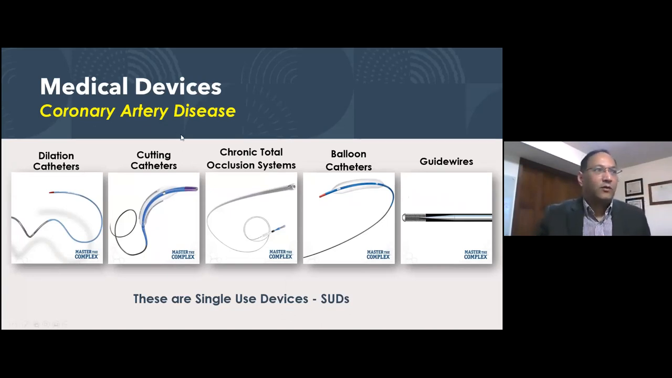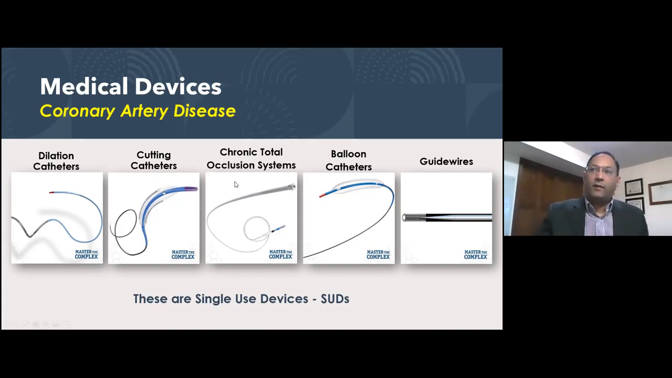So let's talk about coronary artery disease. Coronary artery disease has a number of products. When an artery is plugged, what you can do is open that artery so that there's more real estate, more space for blood to flow. So you have something called dilation catheters. You can cut the plaque, and there are cutting catheters.